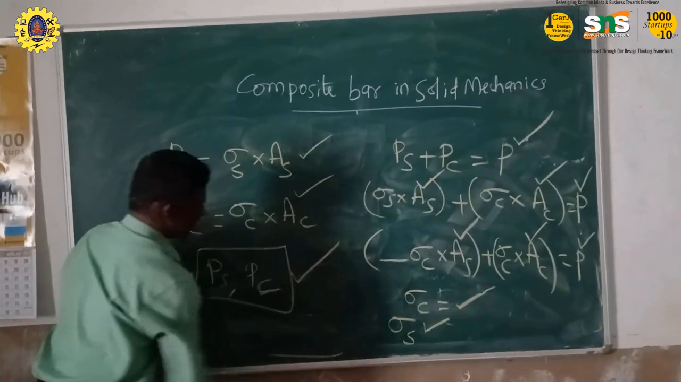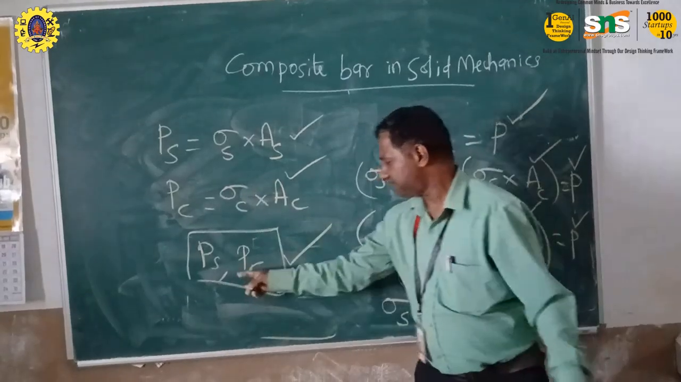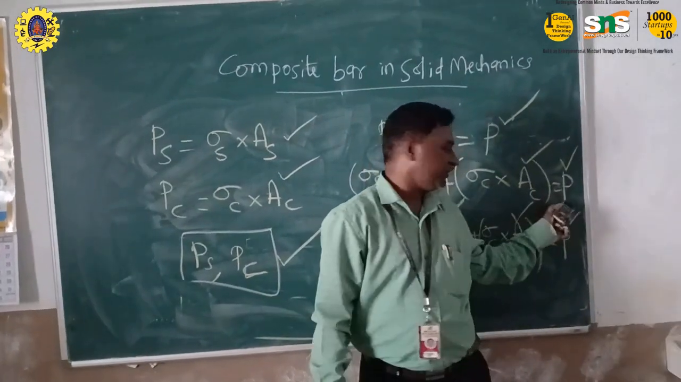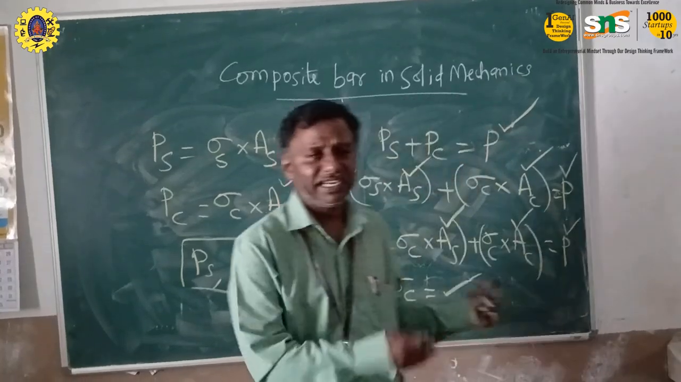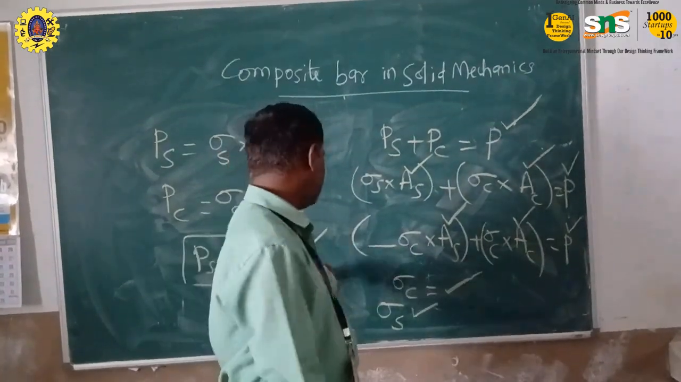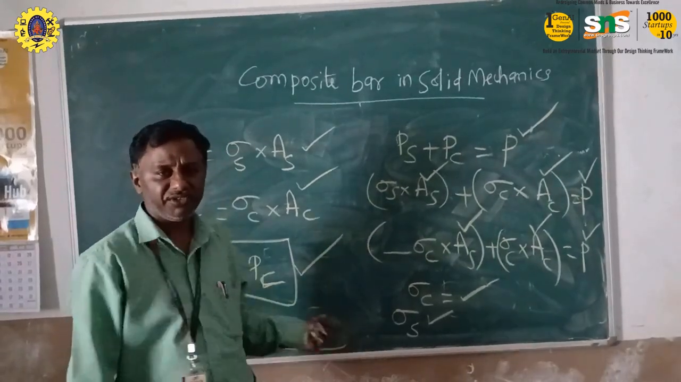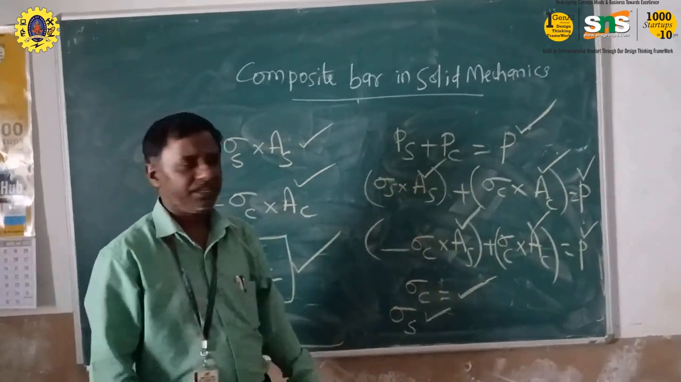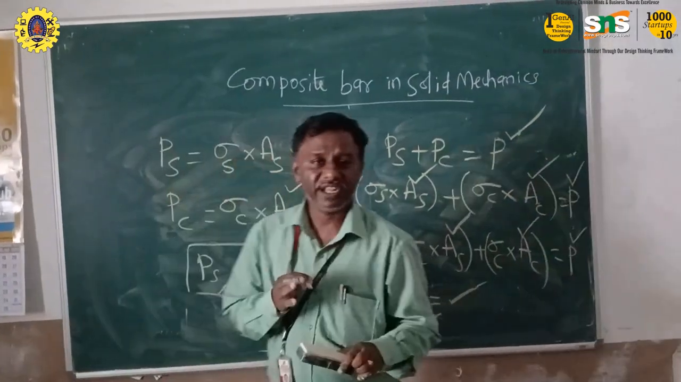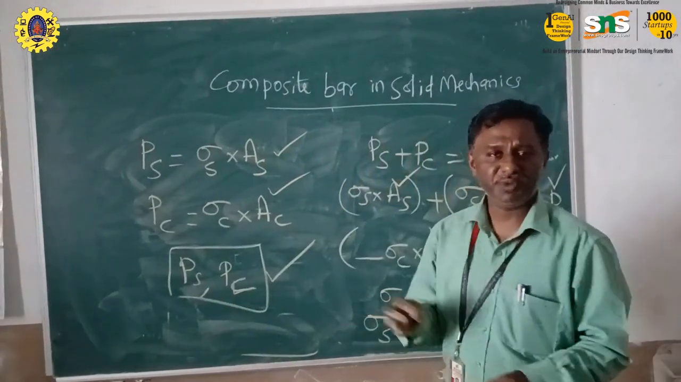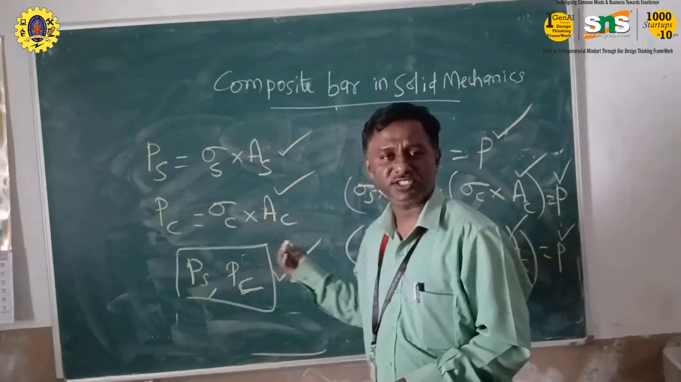So these are known values. That's all. If you add this load PS and PC, it should equal the total value. If it is given as 50,000, the left hand side should match the right hand side. Otherwise, what you have marked is wrong. You have to check one side like this. So this is about the composite section, how load is shared between the two materials, as well as the stress distribution between the two materials in the composite section.